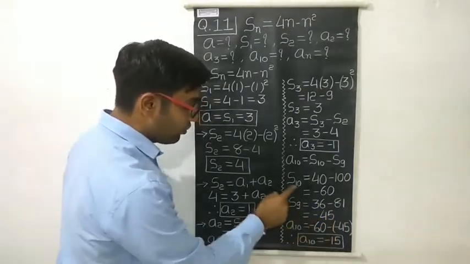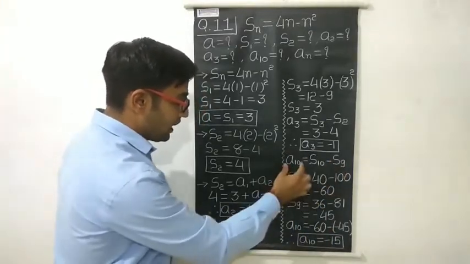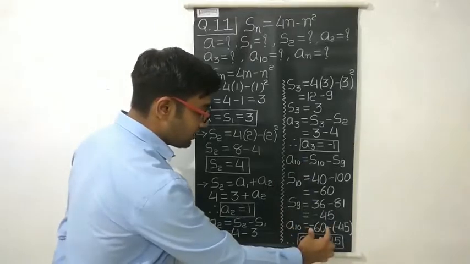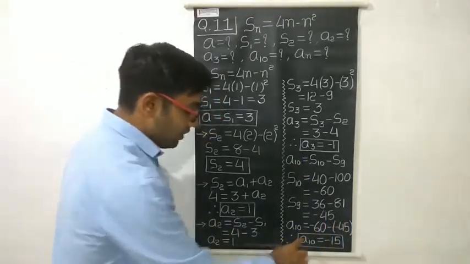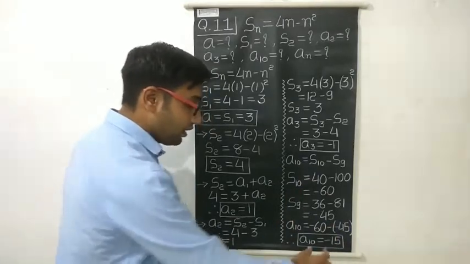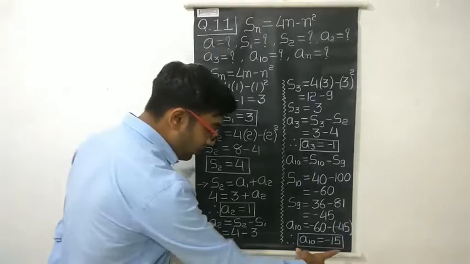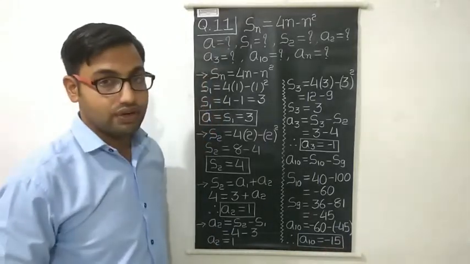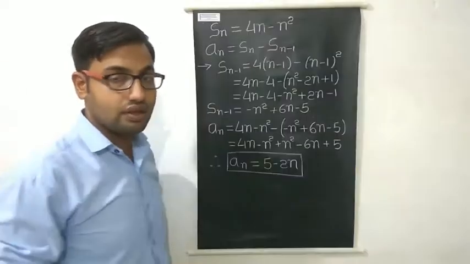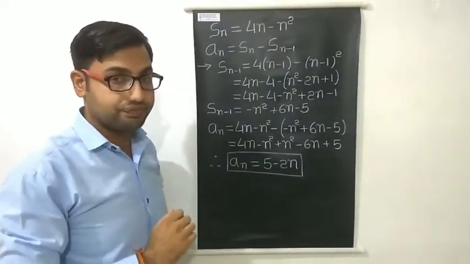Put both the values of S10 and S9 in this formula. So we get A10 is equal to minus 60 minus of minus 45. Minus 60 plus 45, that is equal to minus 15. So in this way we get the value of A10, and that is equal to minus 15. Now we have to find out the value of An.